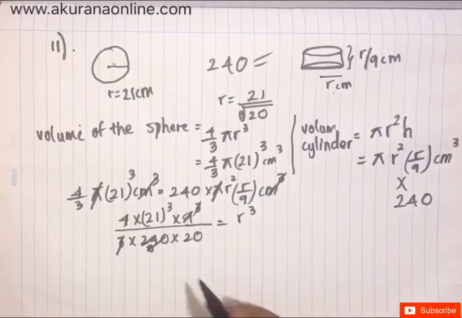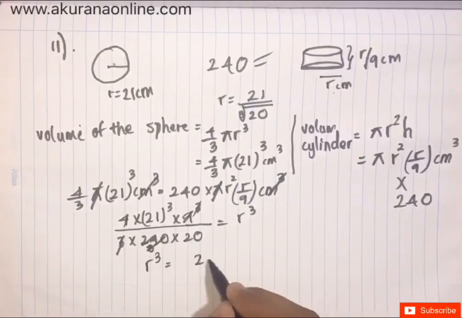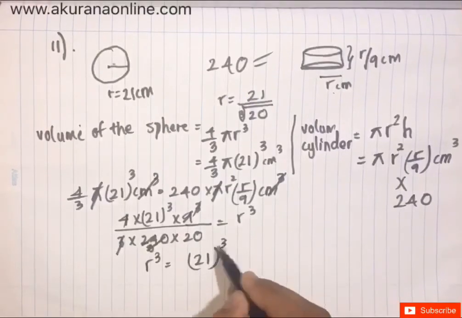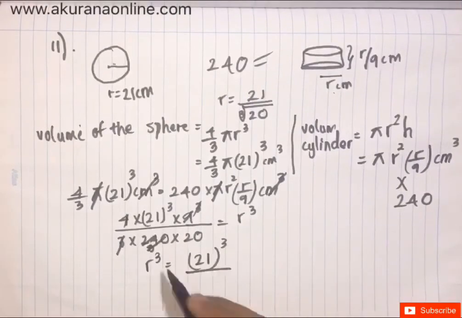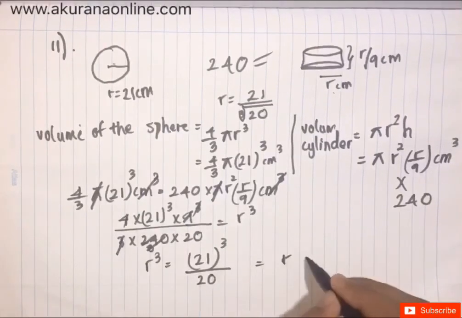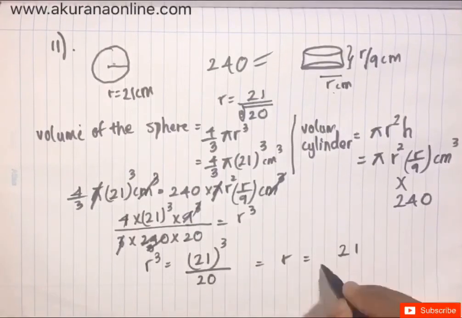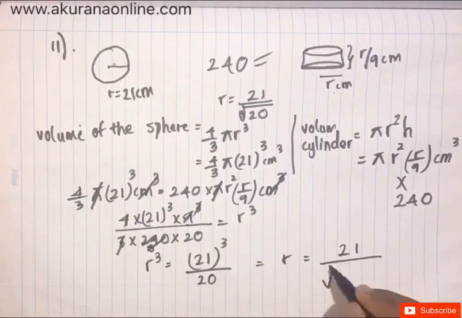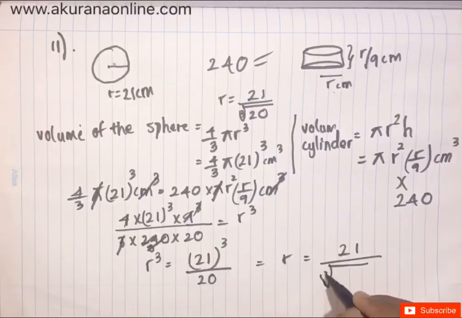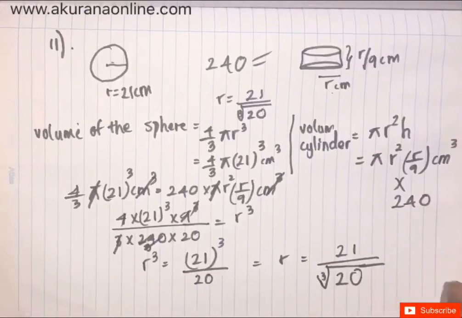Therefore, r cube is equal to 21 whole thing cube over, here what do you have? 20. Therefore, r is equal to, if you take the cubic root of 21, it is just 21. In the denominator you have cubic root of 20. So we have got the answer.